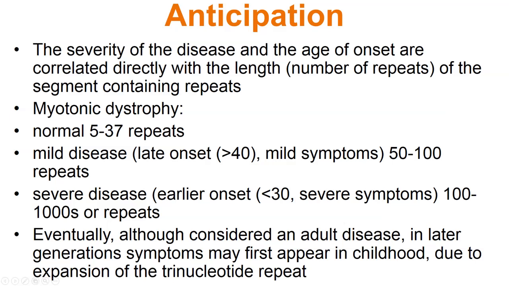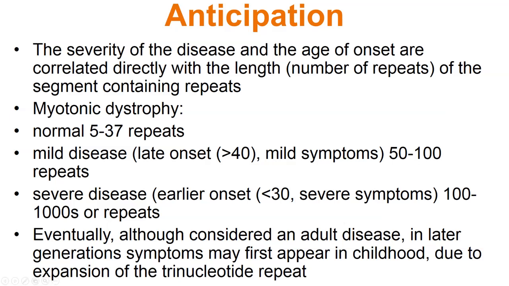What's happening is in later generations, that repeat expansion is actually getting bigger. So the severity of the symptoms and the age of onset is directly correlated with the amount of that repeat expansion. Okay, so in somebody with myotonic dystrophy, if you have somebody who's normal, they have 5 to 37 repeats. Remember, that was in the 3' untranslated region of the gene.